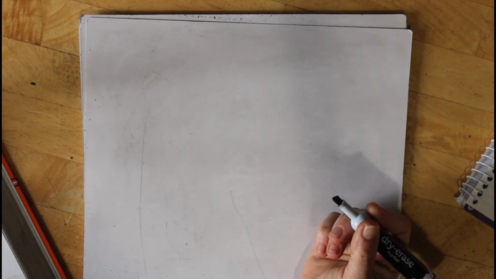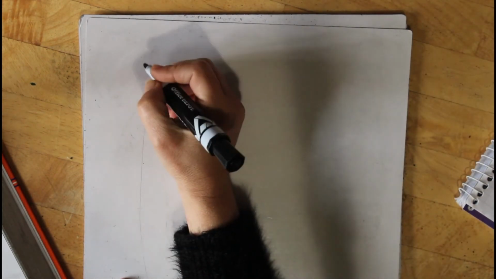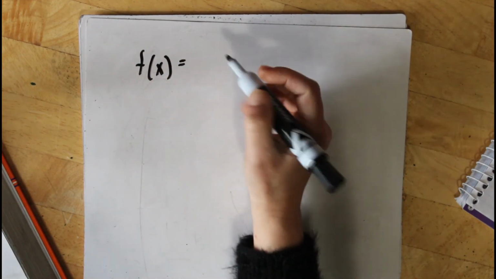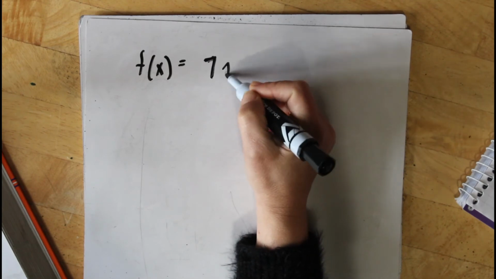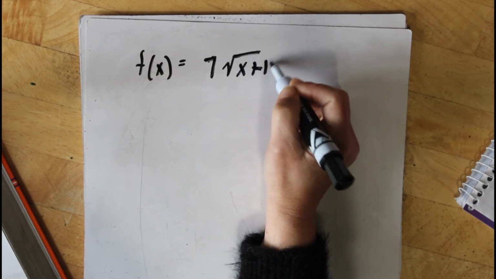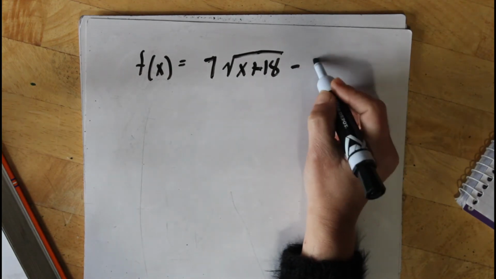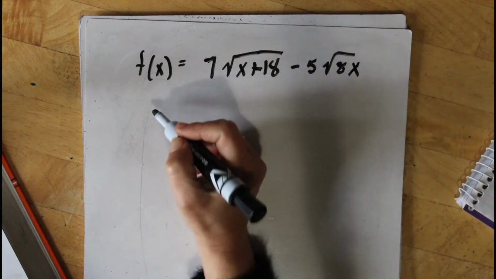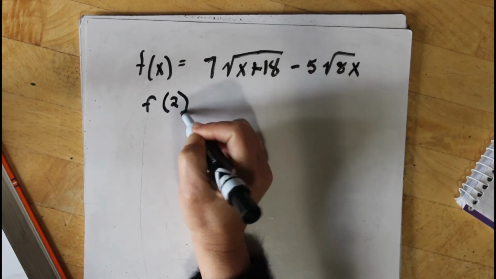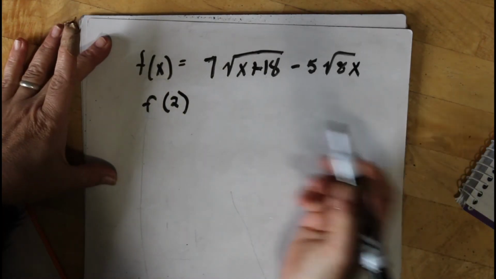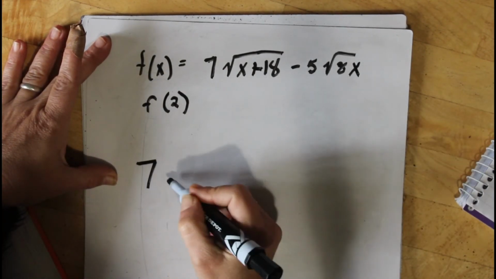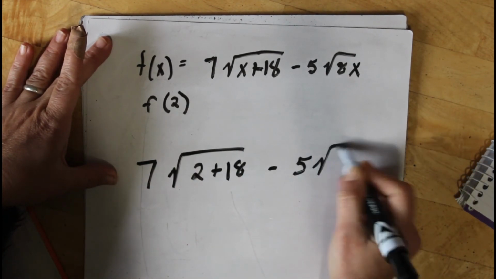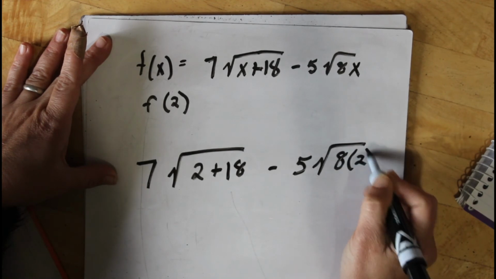Okay, this is number 23 on set 69. It's f of x equals 7 times the square root of x plus 18 minus 5 times the square root of 8x. And they want us to find f of 2. So all we have to do is replace every x with a 2. So 7 times the square root of 2 plus 18 minus 5 times the square root of 8 times 2.